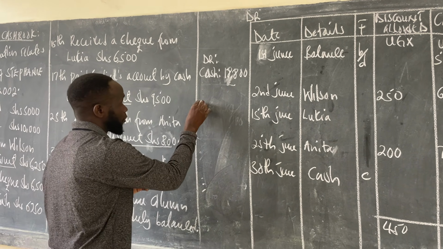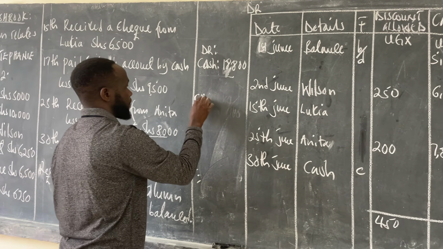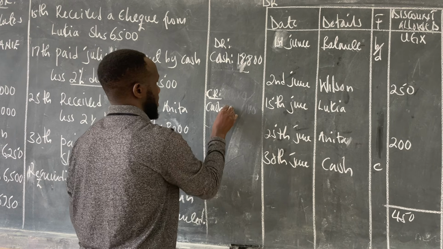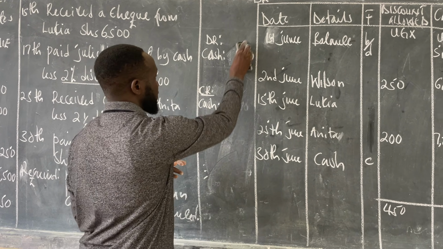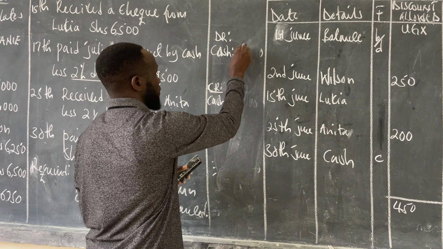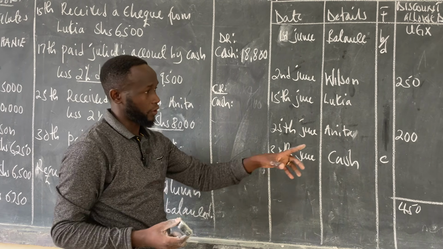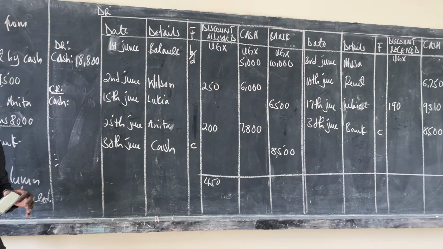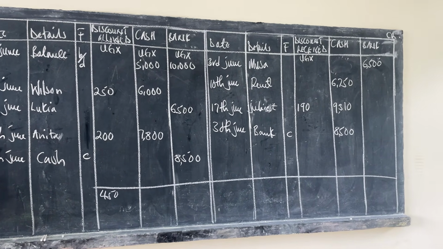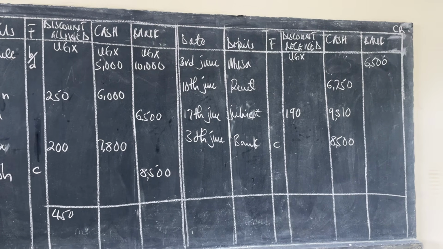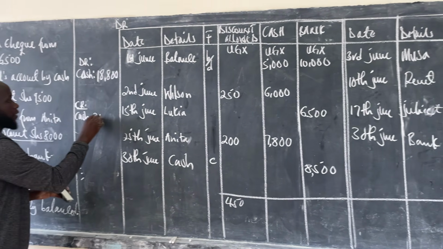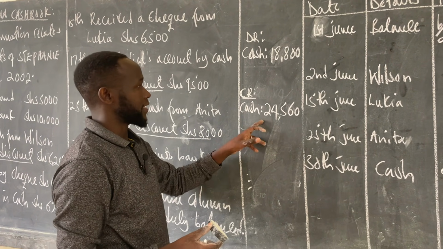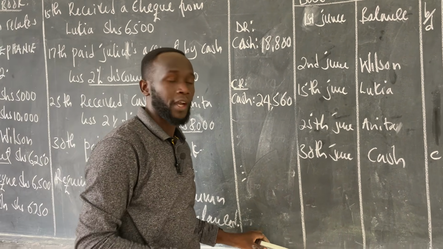Now, get me the total for cash on the credit side. Kindly hurry up with your calculators. How much? 24,560. Yes. Right now, after getting the two totals, here we are.